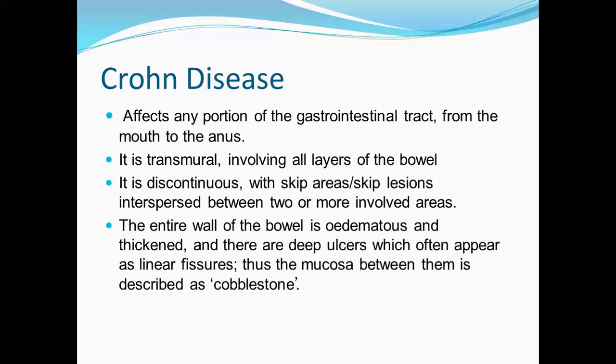When we talk about Crohn's disease, it affects any portion of the gastrointestinal tract from the mouth to the anus. It is transmural. That means it goes across the layers all the way to the muscularis layer. And it is discontinuous. That is, it has this fashion that we call skip lesions, where there are areas that have the pathology and then areas that are having normal mucosa. The entire wall of the bowel is edematous and thickened, and then there are deep ulcers which often appear as linear fissures. Thus, the mucosa between them is described as having a cobblestone appearance.